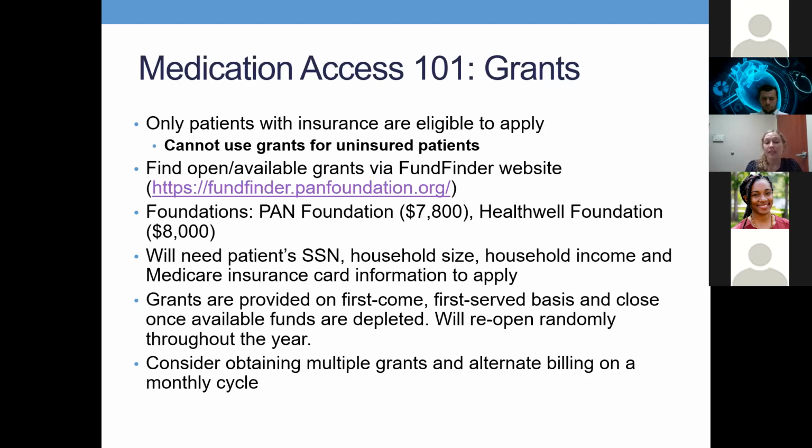If possible, I would consider obtaining multiple grants for your patients and alternate billing on a monthly cycle. And this is because you can see each of these grants is only going to give the patient $8,000. If that patient's copay is $2,000, that's not going to last the entire year. So because of this, when I'm able to, I'll get them 2 grants, and then I'll talk to the specialty pharmacy, and I'll have them alternate grants on a monthly cycle to extend the life of those grants. You do have to bill the grants at least once every 120 days, or the account will be inactivated. And that's why you need to alternate the grants rather than just draining one and then using the other.